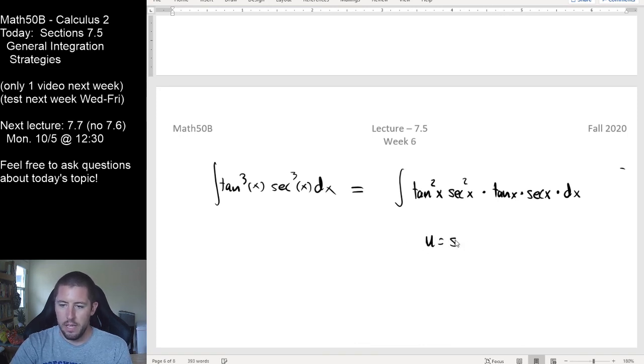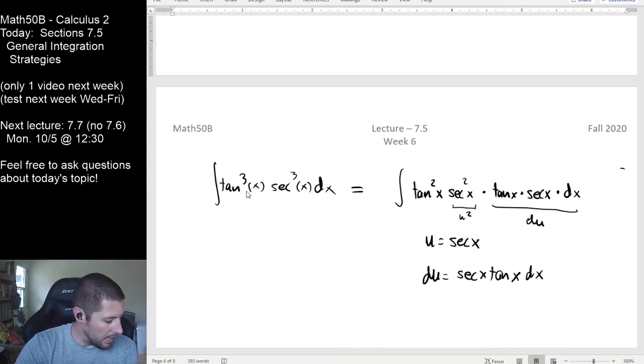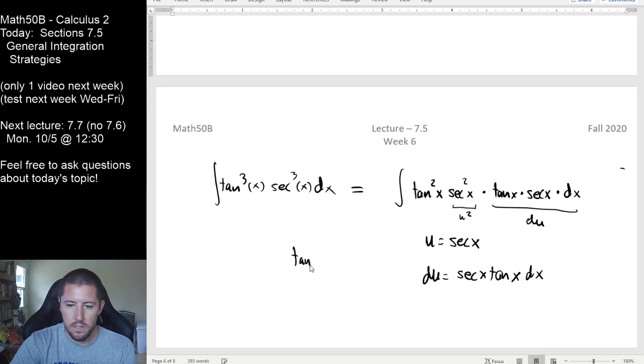If we make u be secant x, then we know that the derivative of secant is secant tangent, which is why they're recommending that we make that isolation right there. So there we go. We've got our du. This is going to be u squared. And it looks like tangent squared we're going to want to rewrite in terms of secant squared, and we're going to be able to do that with our Pythagorean identity here. So our Pythagorean identity is that tangent squared of x equals secant squared minus 1.